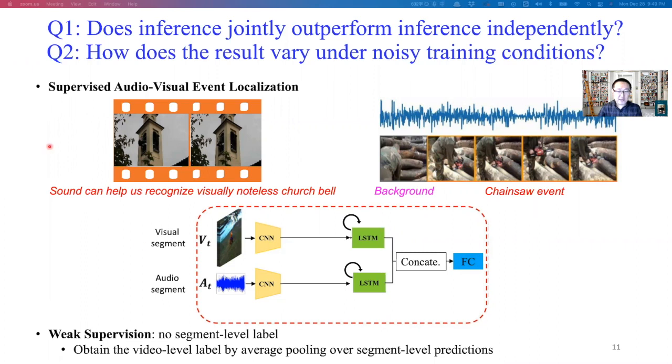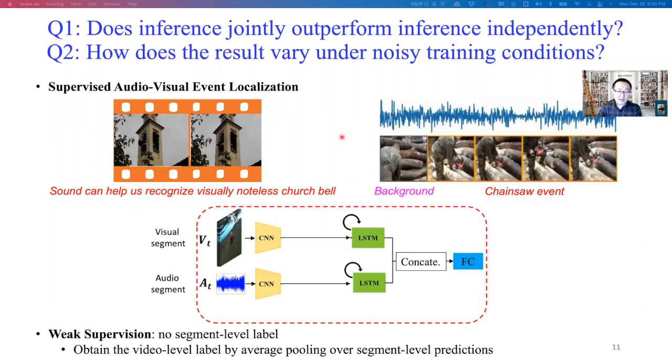For the church bell example, from video frames, it's really hard to learn where the church bell is, but the sound can help us recognize the visually noticeable church bell. The second question is, how do results vary under noisy training conditions? The question is interesting because fully labeled data is very expensive. To answer the questions, we introduce an audiovisual event localization task.